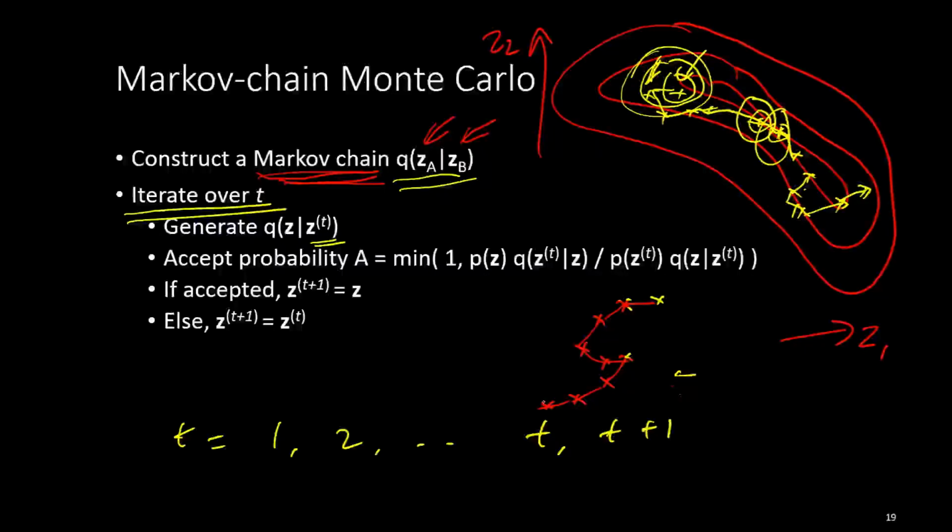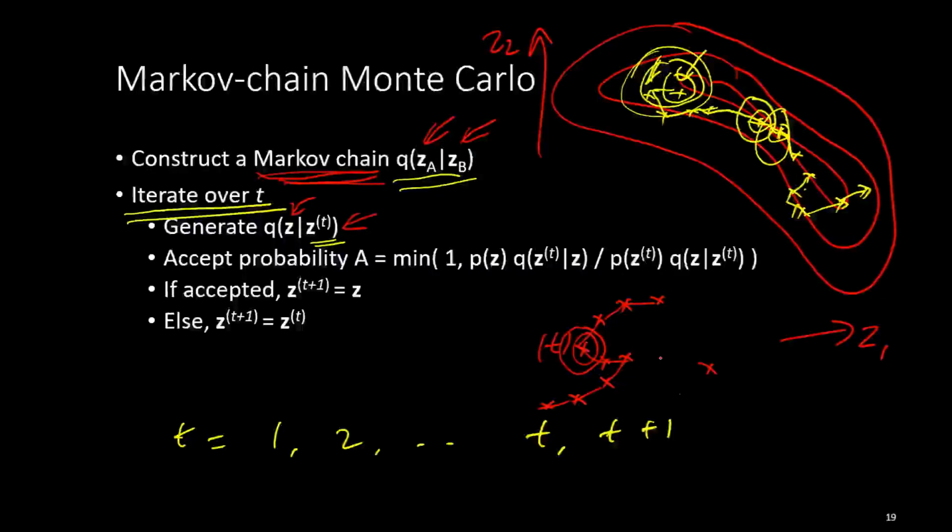So this is the chain, and let's say this is T and the next one is T plus 1. What we are going to do is generate a sample from Q of Z given ZT. Whatever ZT is, we will take an isotropic Gaussian and sample from that distribution. We'll get some Z. Now we will either accept this Z or reject it with some probability.